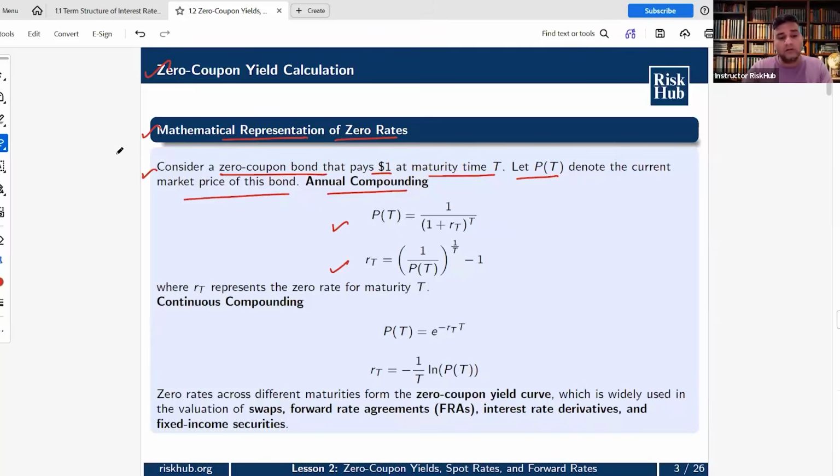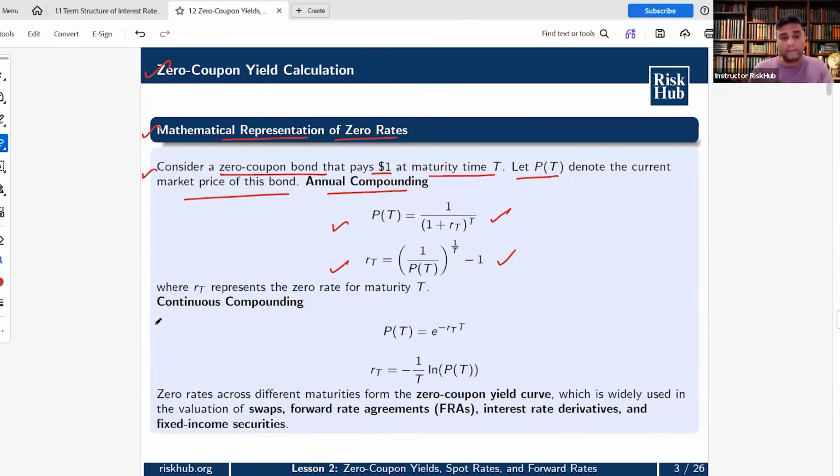Annual compounding, when we're talking about P(T) equals 1 divided by (1 plus R sub T) raised to the power T. The price today is $1 pulled back T years at the rate R sub T. Interest is added once a year, so the growth factor 1 plus R_T is applied T times, and dividing by it converts the future dollar into a today dollar. And then we have R sub T equals (1 divided by P(T)) raised to the power 1 over T, minus 1. This is the same equation rearranged. 1 over P(T) is the total growth over T years; raising it to the power 1 over T takes the Tth root, which turns total growth into growth per year. Subtracting 1 strips out the principal and leaves the rate, right?